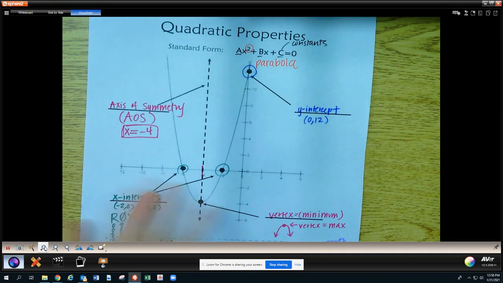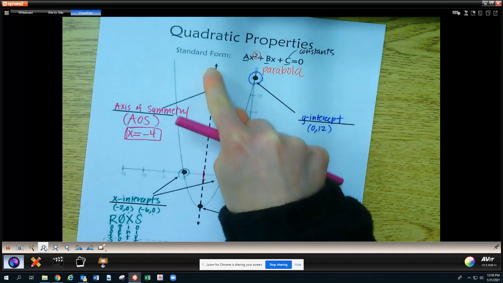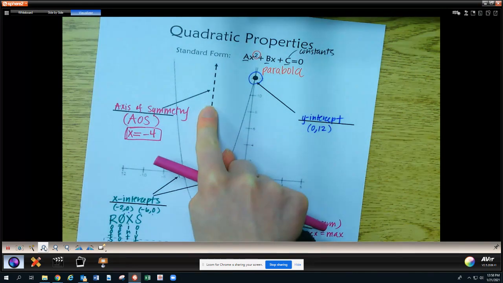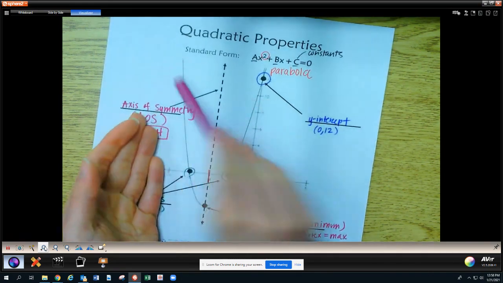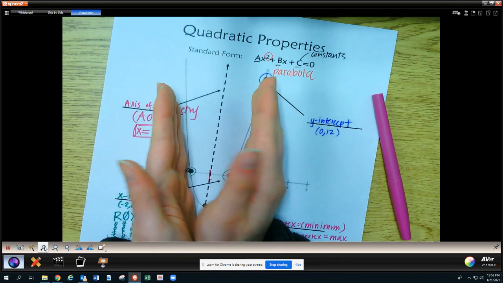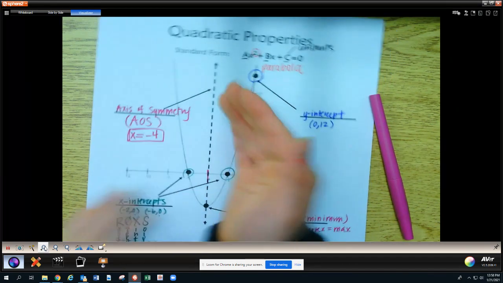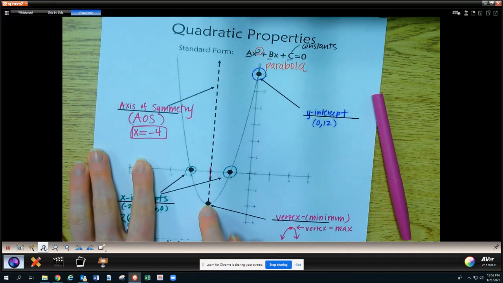Here we have a horizontal asymptote, that's y equals. Here we have an axis of symmetry. And what that means is if you draw this line, the function looks exactly the same on each side. It's like a mirror, okay? That's why it's called an axis of symmetry. And the axis of symmetry always goes through the vertex.